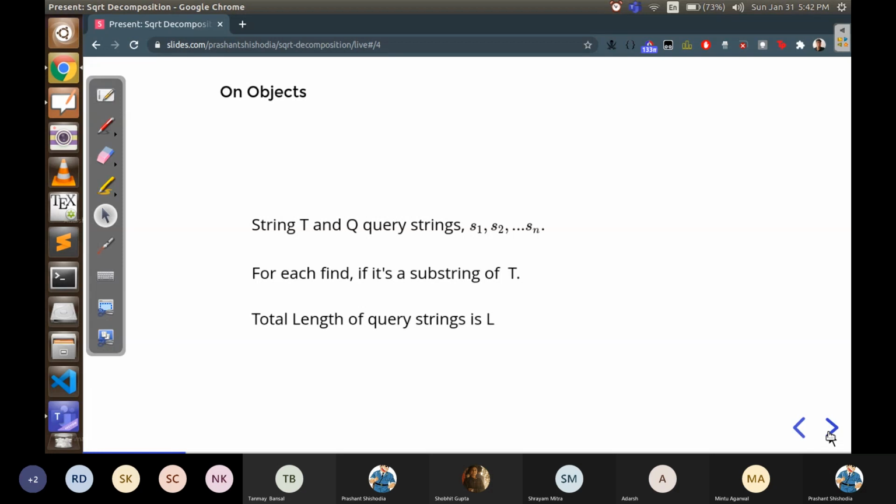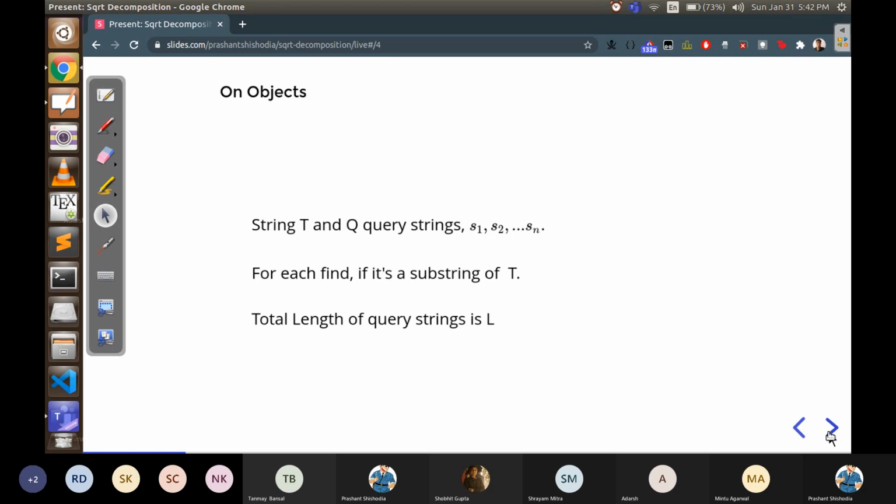So now you are given many objects. Here you are not given an array, and you are not asked queries on ranges. So here you are given some objects, and these objects have some values in them. They can be anything.